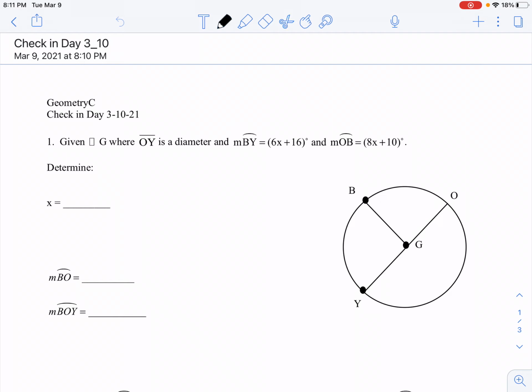All right, so we're just going to review a little bit about finding arcs, because we're going to need that for our next unit. I know we just took a test on it, but we want to make sure that we review and that we are ready to go.